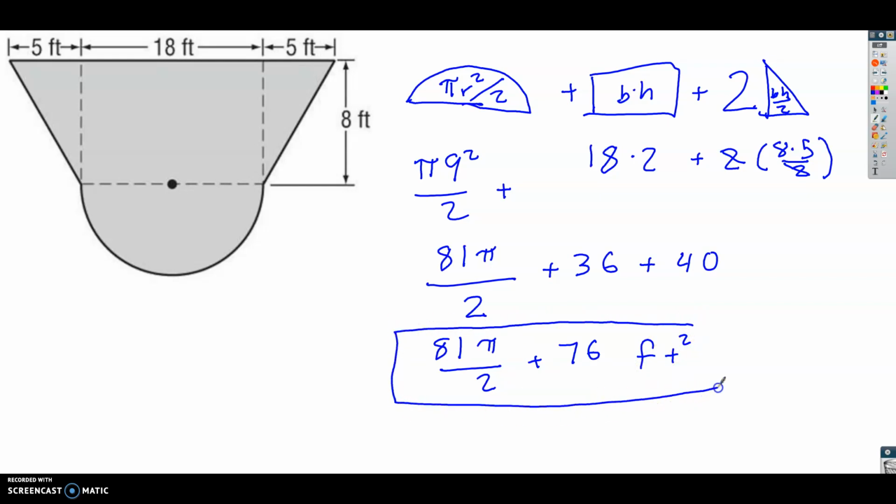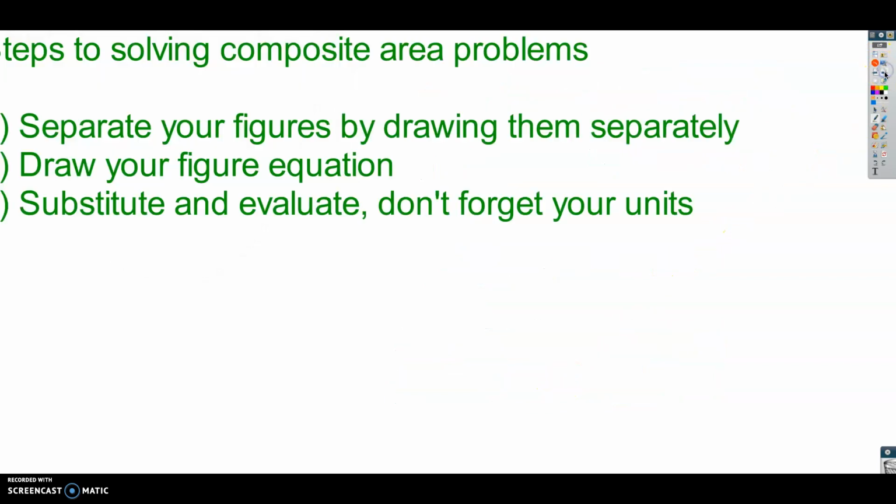All right. Now it's up to you if you want to keep this in decimal form. Check with your teacher. But again, you could simply plug these values into your calculator to get your decimal answer. So again, just to summarize, and I apologize for the screen getting cut off here. I can't adjust it mid-video. But basically you want to separate your figures. Draw your figures separately, and then draw your figure equation, right? And then substitute and then evaluate, and don't forget your units.